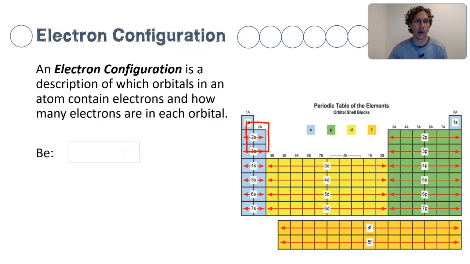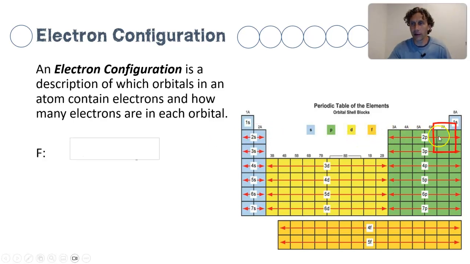1s2. What about beryllium? Beryllium is right over here. Okay, well, just a little peek here, we can see it's got 2 electrons in the 1s orbital and 2 electrons in the 2s orbitals, because here it is. Okay, and so we can write it out like this: 1s2, 2s2. That's not so hard.